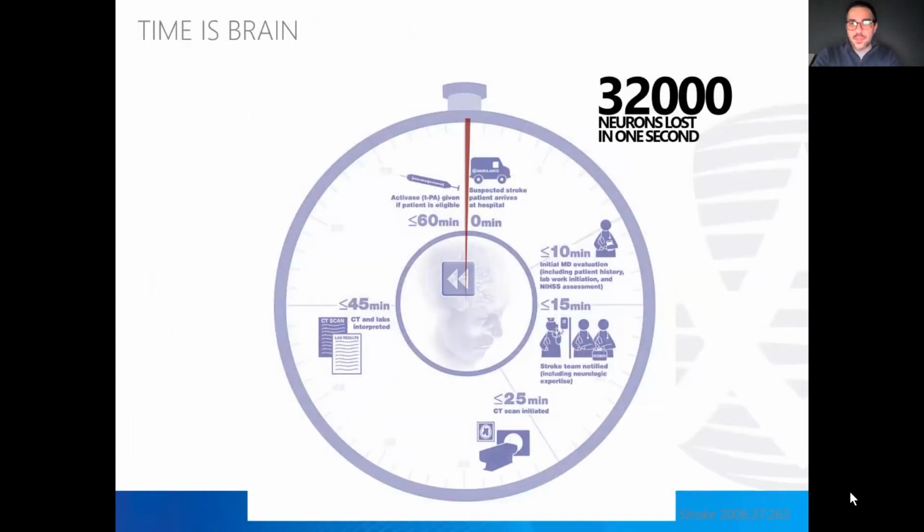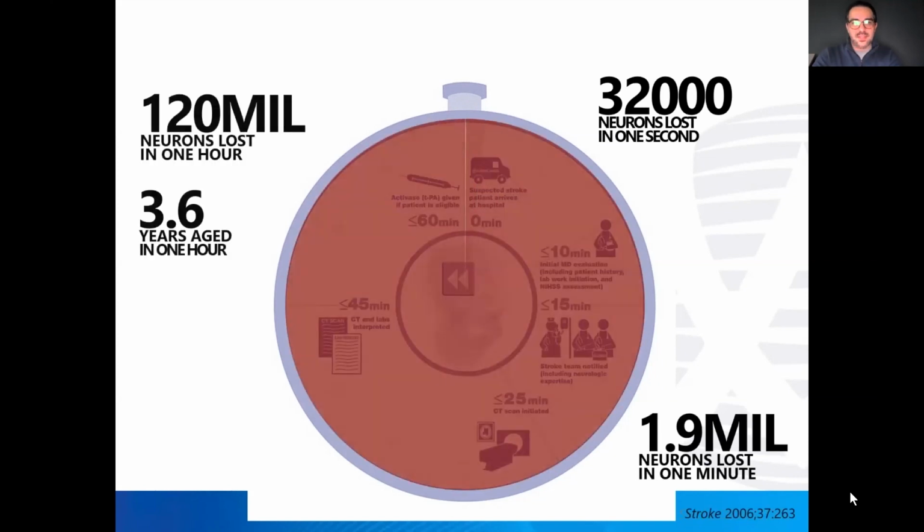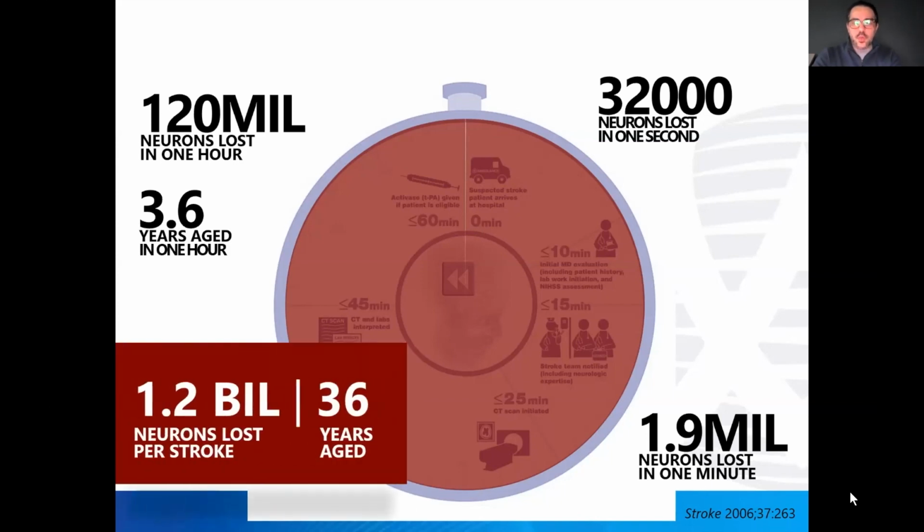Every second, 32,000 neurons are lost. Every minute, almost 2 million neurons are lost. Every hour, almost 120 million neurons are lost, and the patient will age almost 3.6 years every hour that the brain goes without reperfusion. A typical stroke will cause a patient to lose 1.2 billion neurons, and it's not unusual for a patient in their 50s who comes in with a stroke to walk out of the hospital with the stamina and the frailty of an 80-year-old.